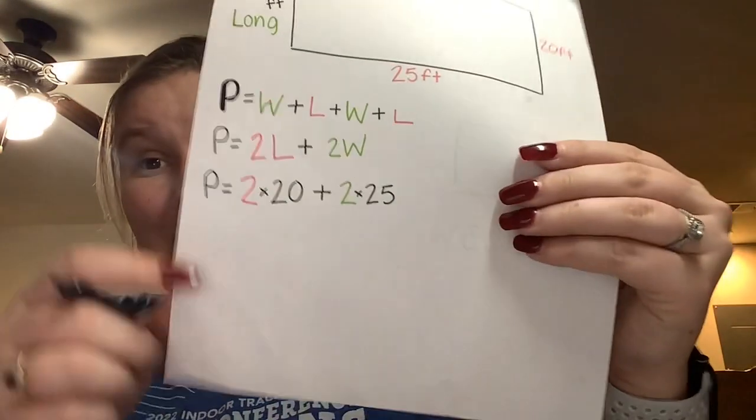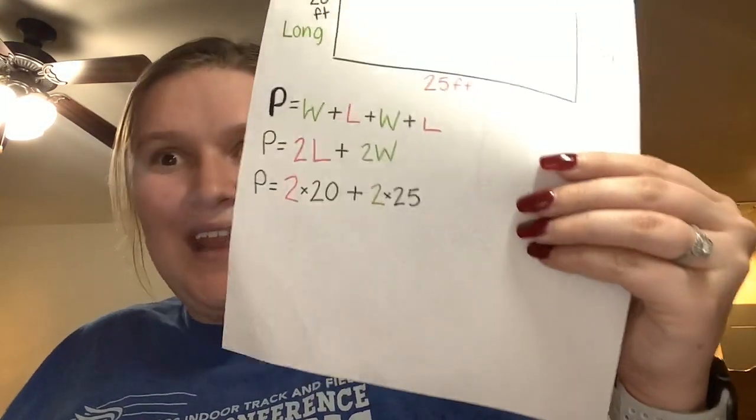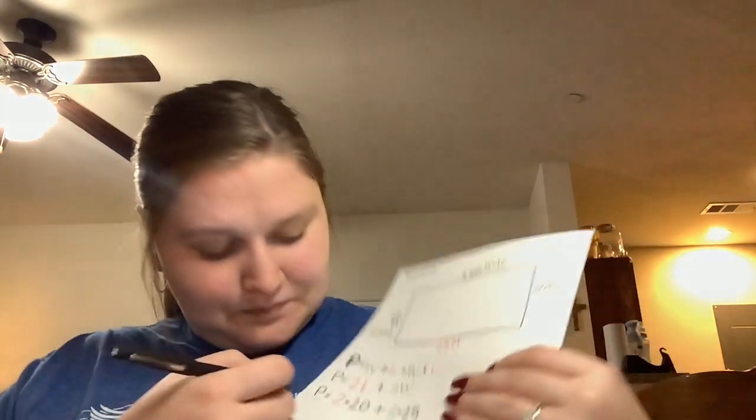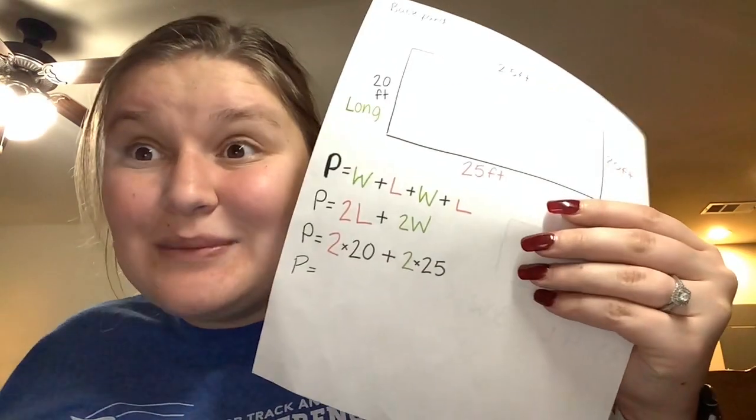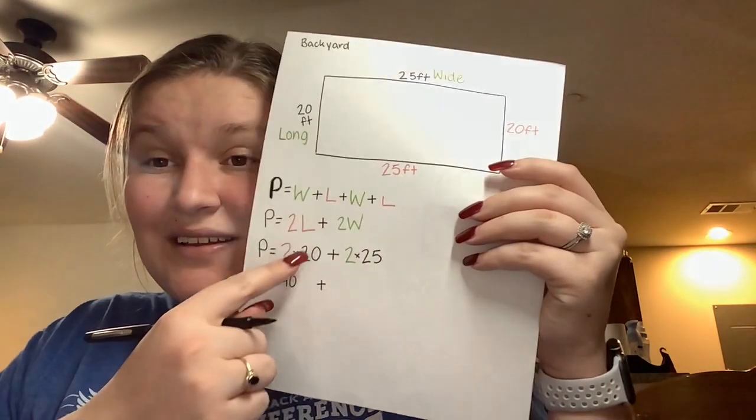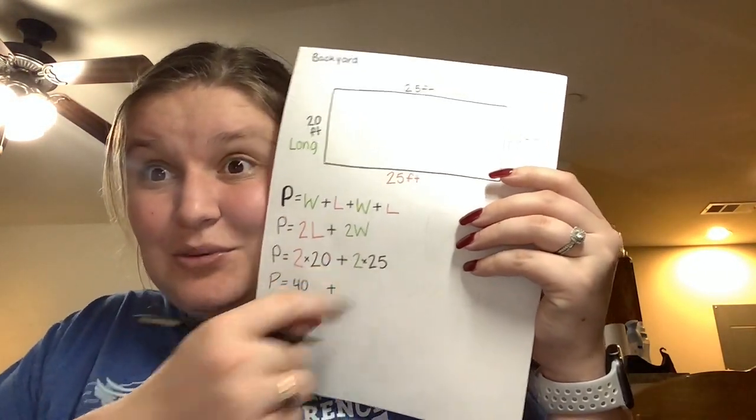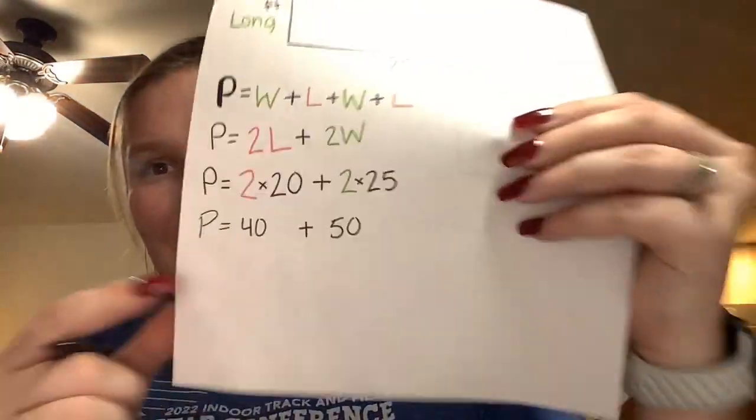Okay, so there we go. And now we just solve. So we have P equals, what is 2 times 20? 40, plus, what is 2 times 25? 50. And now all we have to do is add 40 plus 50. How great is that? So what is our perimeter for this?